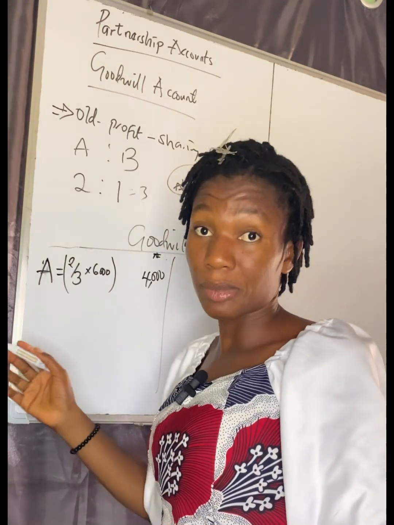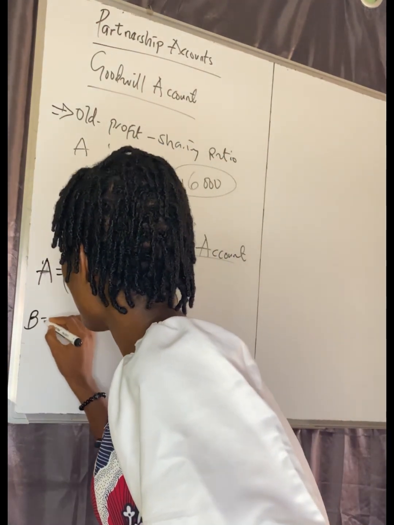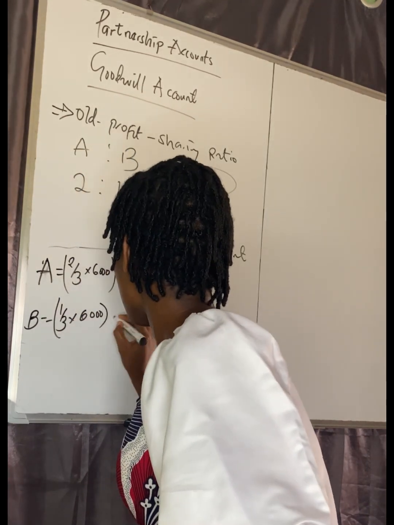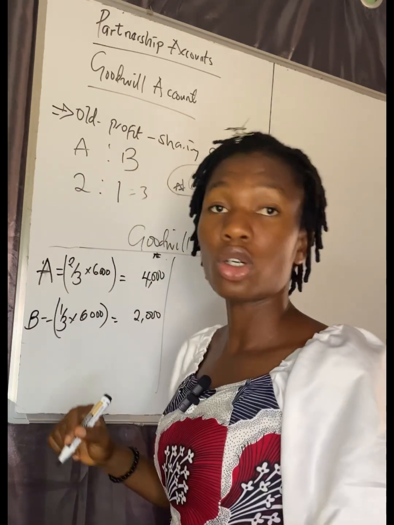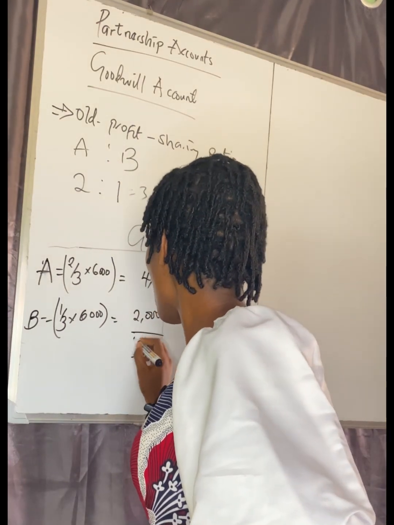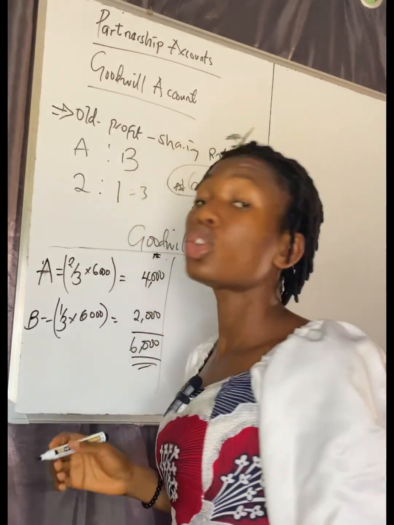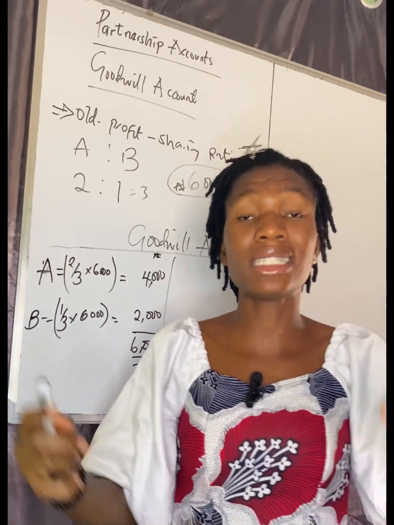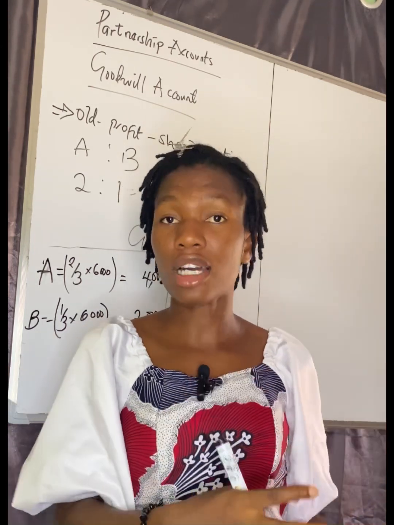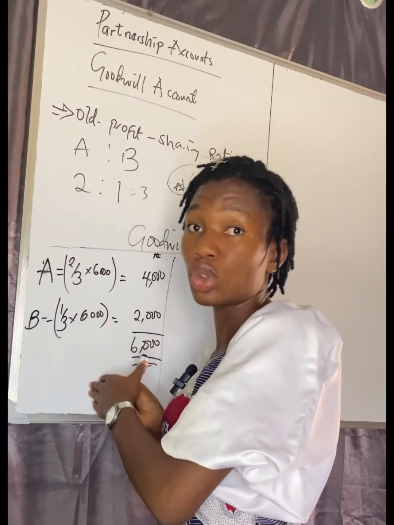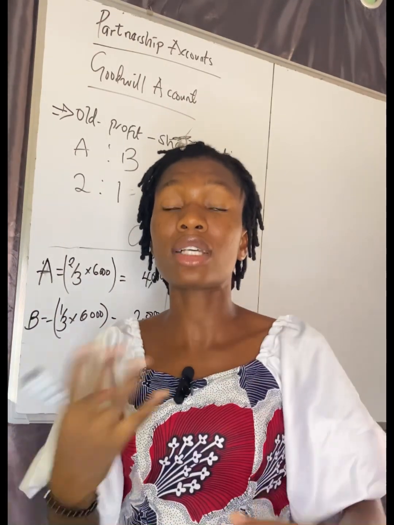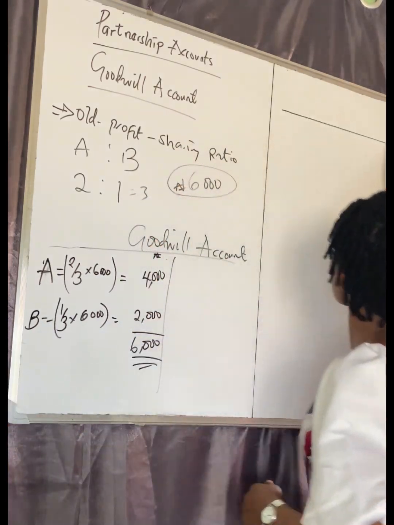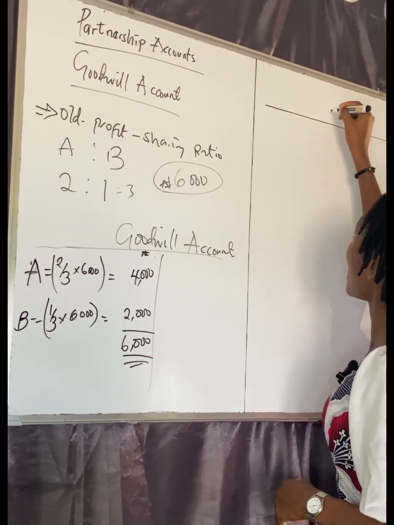Like I said, this will be increasing capital. And then B will be having 1/3 times the goodwill amount, which is 6,000 naira, and that will give us 2,000 naira. Then we'll be having a total goodwill value of 6,000 naira. But that's not all. Like I said, the goodwill account has a direct impact on the capital account. So if goodwill has been introduced here, then the capital balance also has to take recognition of the goodwill that was introduced. So we'll be going to our capital account next. This is our capital account.